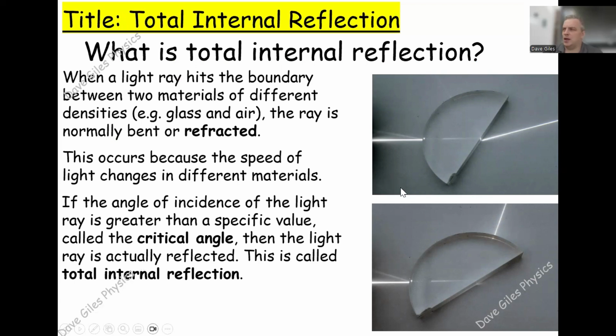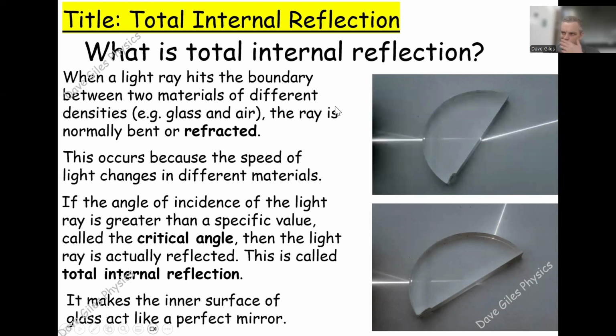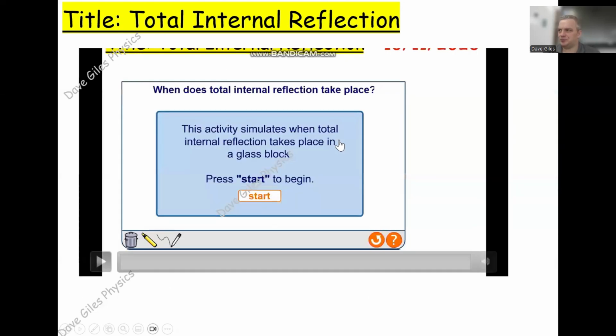One little note here, it's a semicircular block. So that means when the light hits it, it's always going to be at 90 degrees to the normal, which is why you don't see the bending in here. But you would still get this total internal reflection with a non-curved block. So it makes the inner surface of the glass act like a perfect mirror.